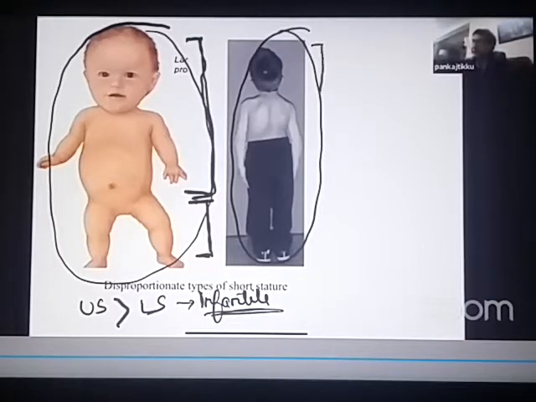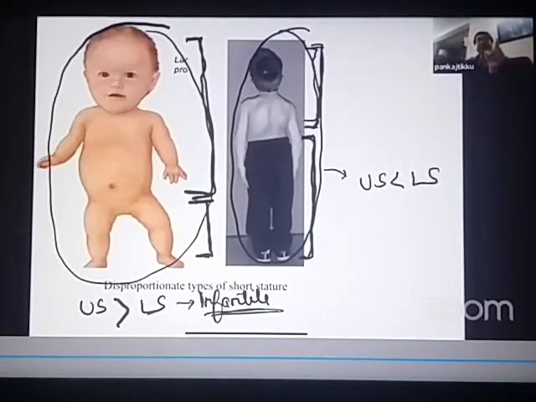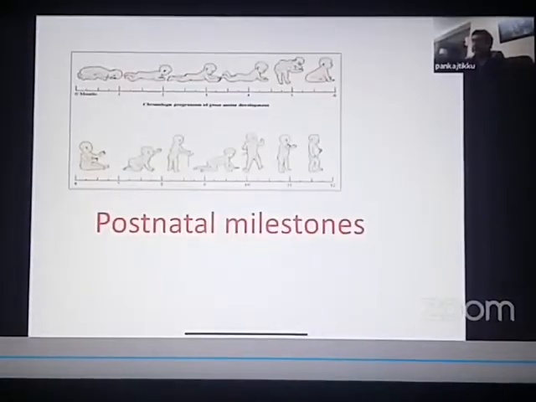Now just see the upper segment. This is the upper segment, and in comparison, the lower segment is bigger. So here the upper segment is less than the lower segment. That means the upper segment to lower segment ratio is less than expected. This is known as advanced disproportion. So infantile disproportion, the two examples I told you were achondroplasia and congenital hypothyroidism. Advanced disproportion, I told you, was spondyloepiphyseal dysplasia.